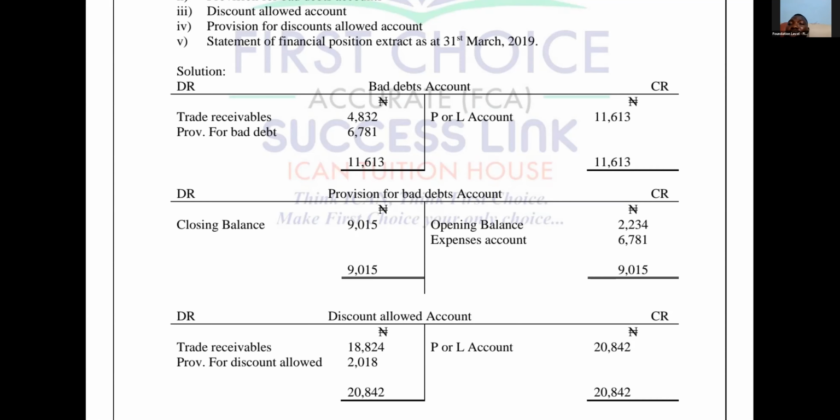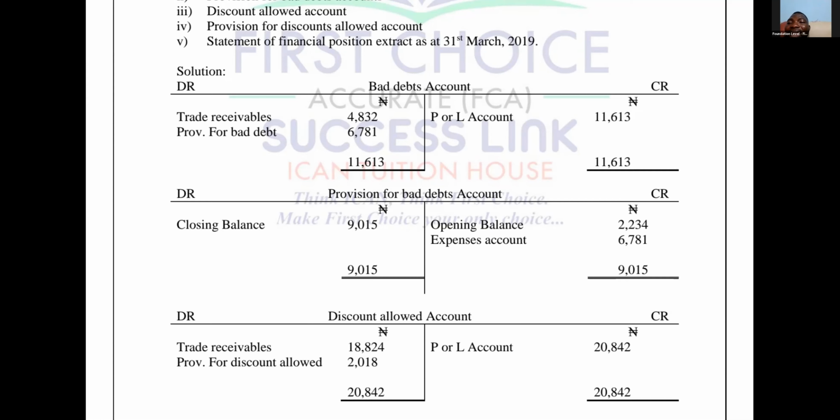So the next thing to close, you need to calculate something as well to close your account. That is the allowance for discount allowed. Remember, we have calculated the provision for bad debt. Now the next thing is for us to calculate our discount allowed.